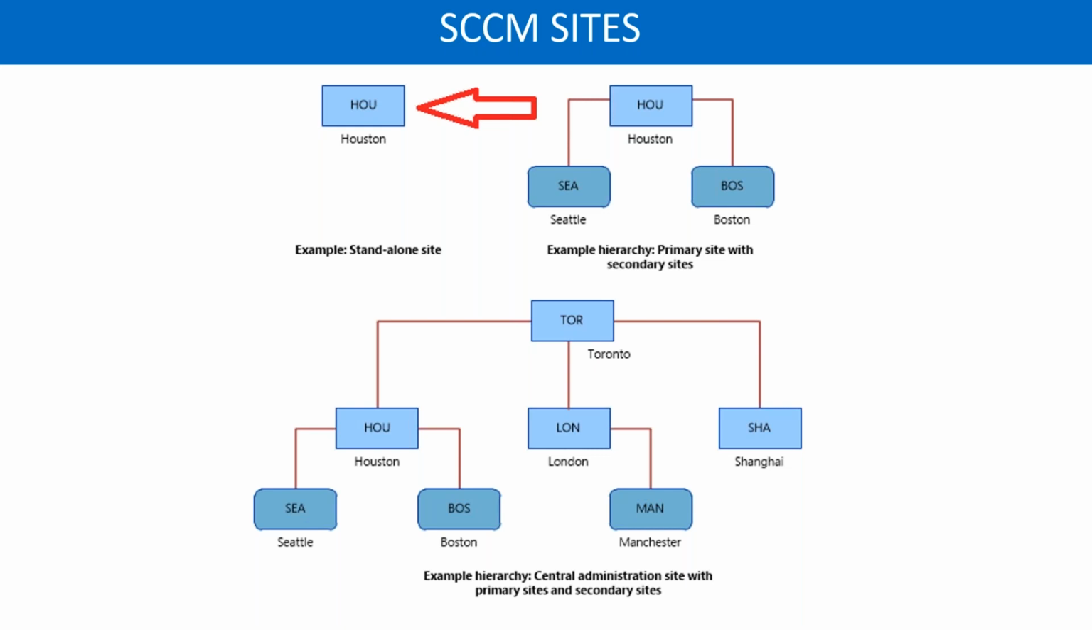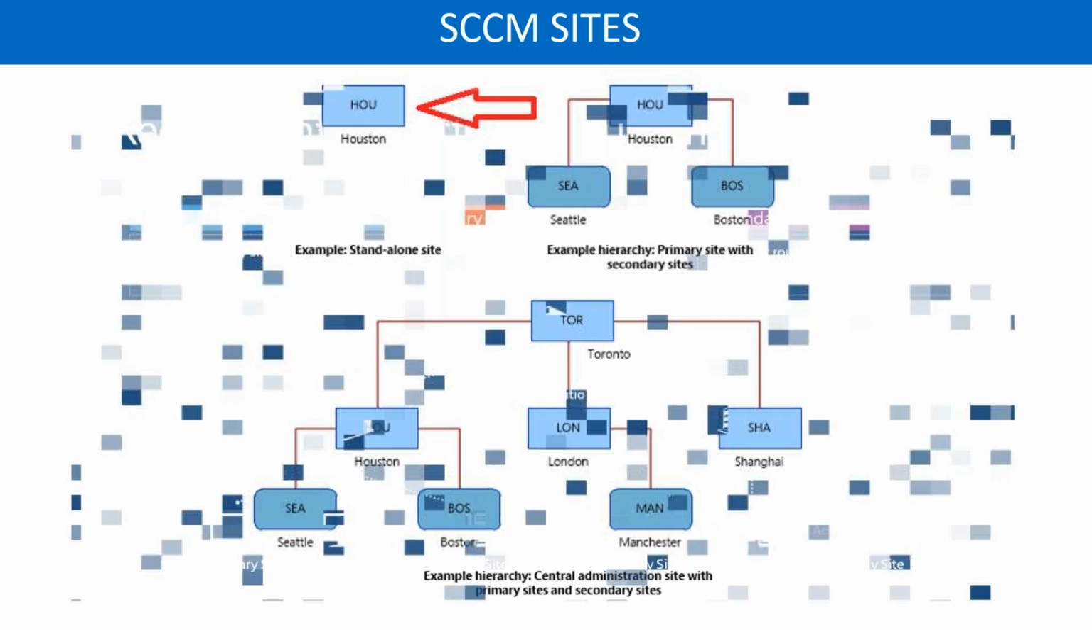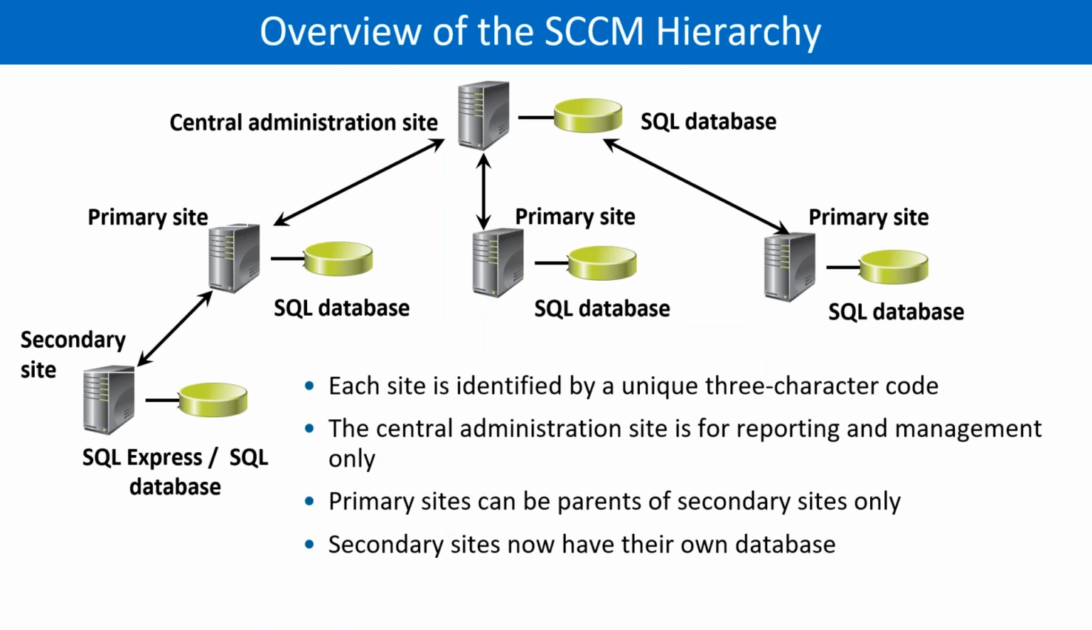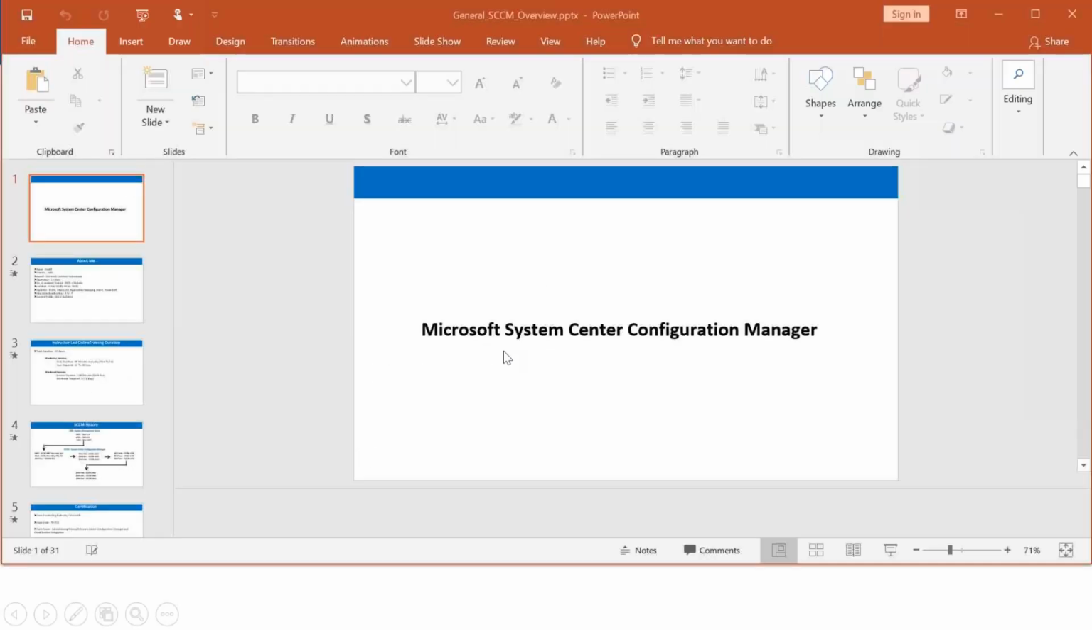The third picture shows when you have big organizations like IBM, Accenture, Deloitte. So you have central plus primary plus secondary. These are the 3 diagrams for a small size company, medium size company, and big size company. Then we have site roles, like management point and distribution point. We'll talk about these in detail.